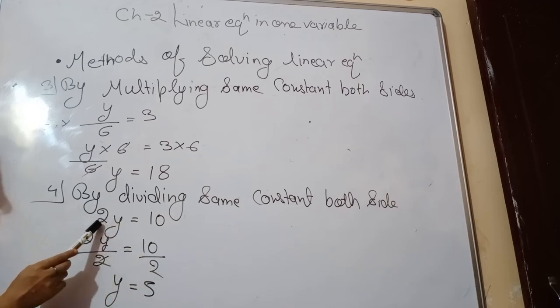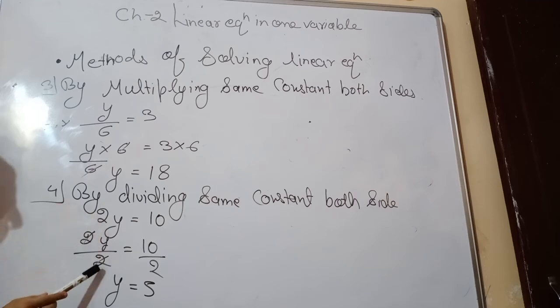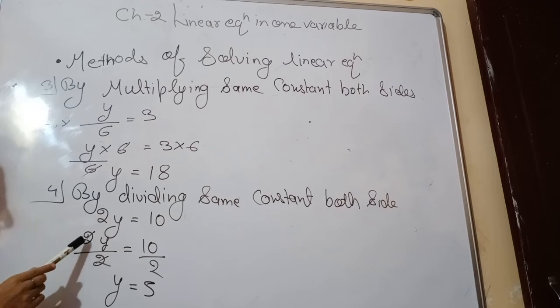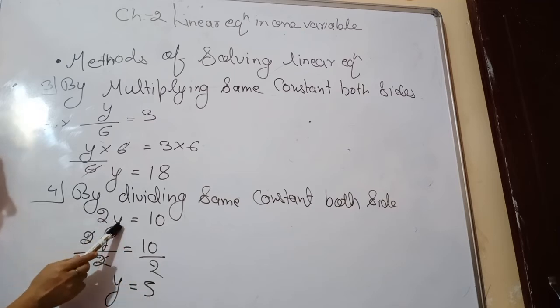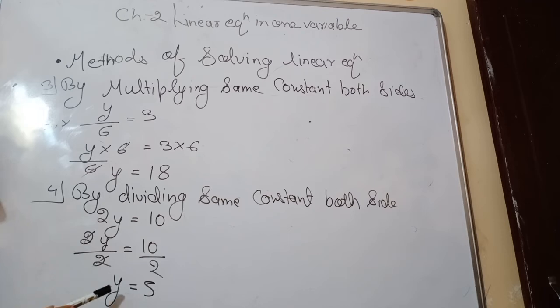So what is the constant? Constant is 2. So 2 divided on the LHS side and 2 divided on the RHS side also. Here numerator and denominator are both the same, so they get cancelled out, 2 and 2. What is remaining left? y, and 2 5s are 10. So what is the value of y? Value of y is 5. If we place 5 in place of y, 2 5s are how much? 10. It means the value which we have obtained for y is correct.